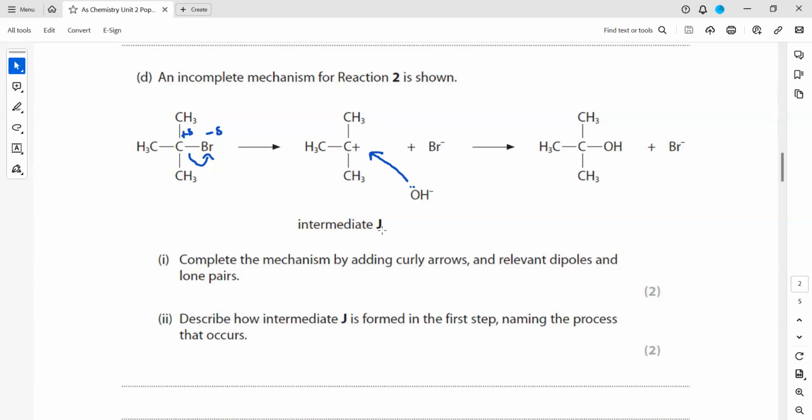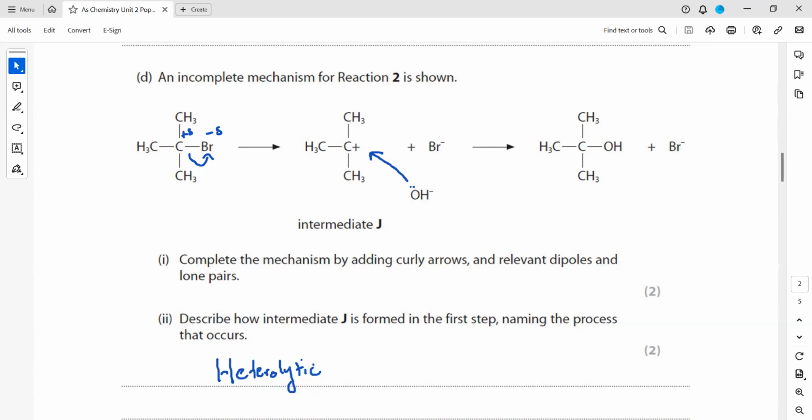And describe how J is formed in the first step. So how is J formed, what kind of bond breaking occurs? Because it's forming ions. Whenever ions are formed, which type of bond breaking happens? That is heterolytic. So there's a heterolytic bond breaking that occurs here.